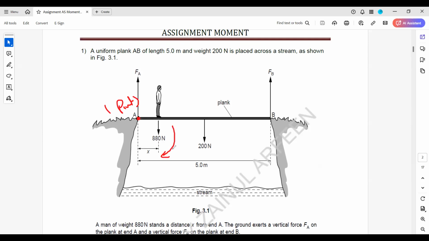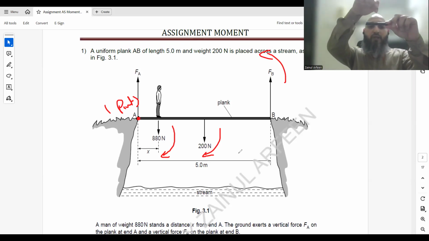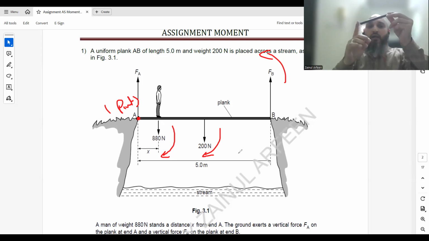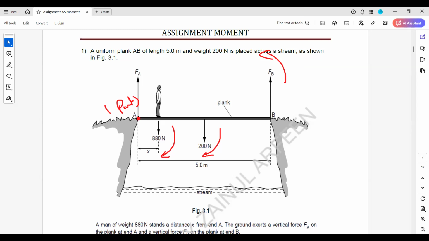So this will cause a clockwise, this will also cause a clockwise, and this will try to cause an anti-clockwise. And how will we identify which is causing a clockwise or anti-clockwise? I'll hold my pen. It's a plank, so whenever there's a plank, I'll hold my pen. The man's weight is downward, so clockwise. The plank weight is downward, clockwise, and the normal contact force at B is anti-clockwise. So that's how we worked out the positions, the turning effects, the direction.